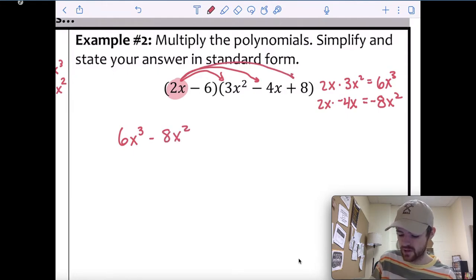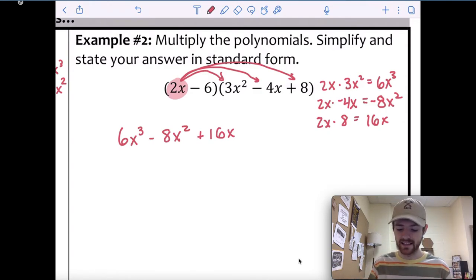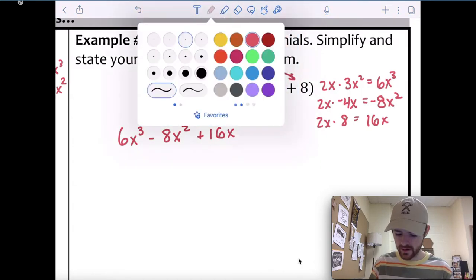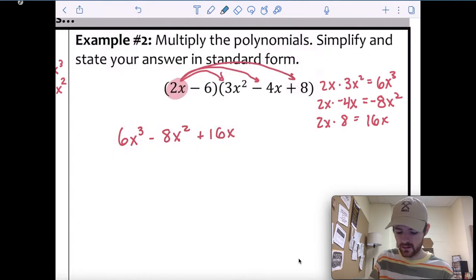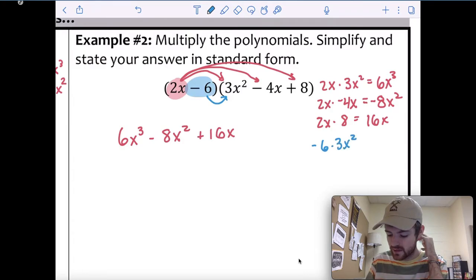And then we do 2x times 8, which is just 16x. So far, nothing's different. But when we do the second distribution, this is where our stacking comes in. So here I have a minus 6. Minus 6 times 3x squared. Well, we multiply those coefficients. Negative 6 times 3 gives me negative 18x squared.